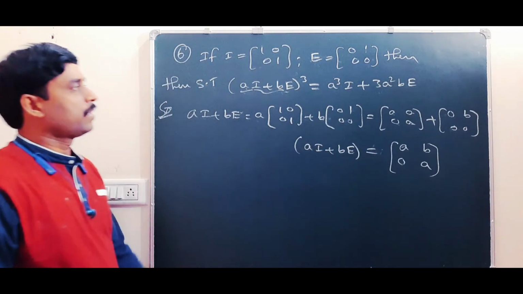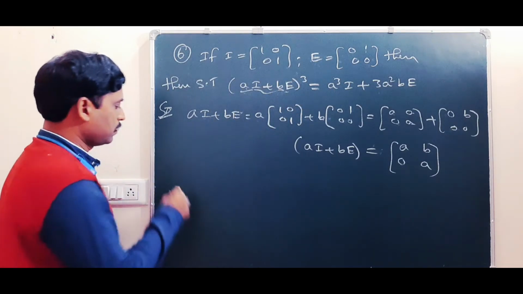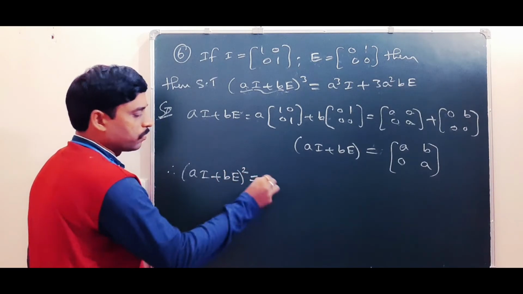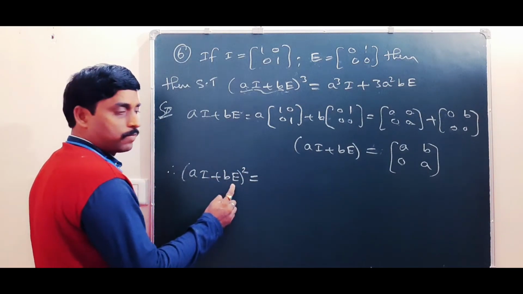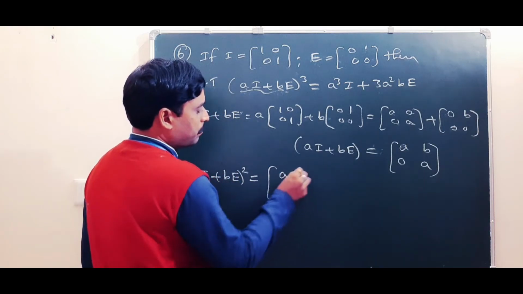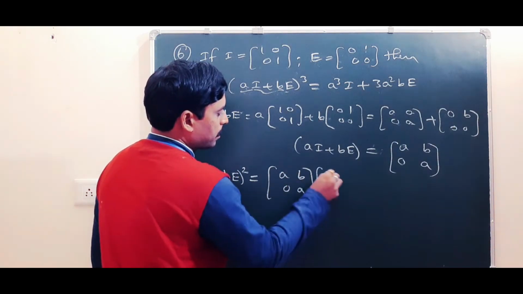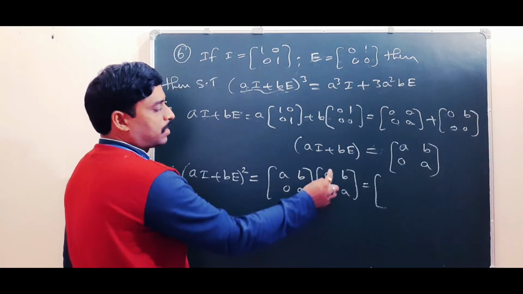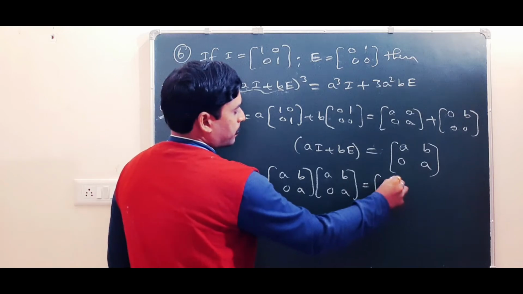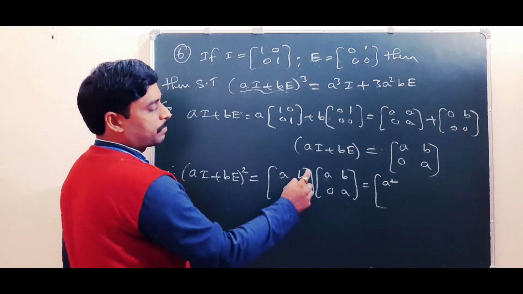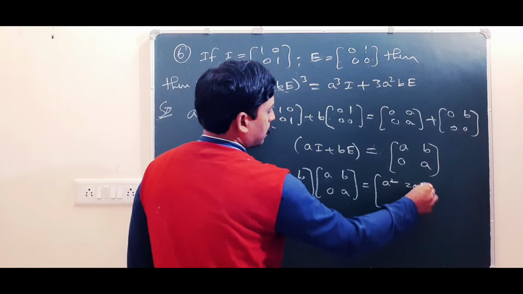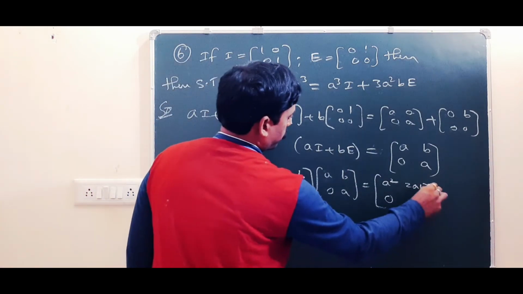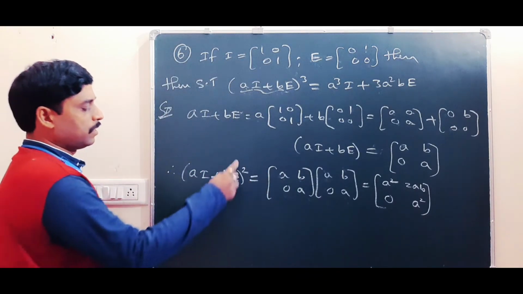Now we have to find (AI plus BE) whole cube. First we have to find the (AI plus BE) whole square value. We have got the AI plus BE value, AB 0A, into AB 0A. For the product of these two matrices, first row multiplied with first column gives A square. First row second column gives AB plus BA, 2AB. Second row first column is 0. Second row second column is A square. This is (AI plus BE) whole square.